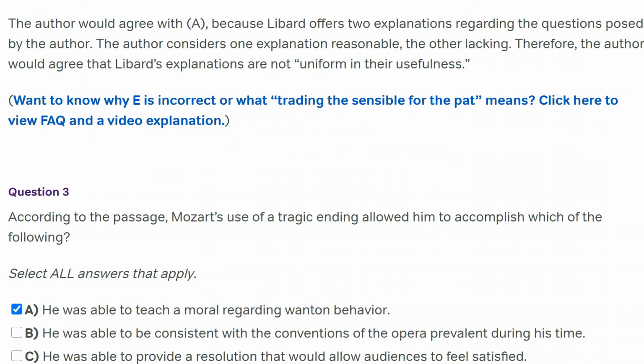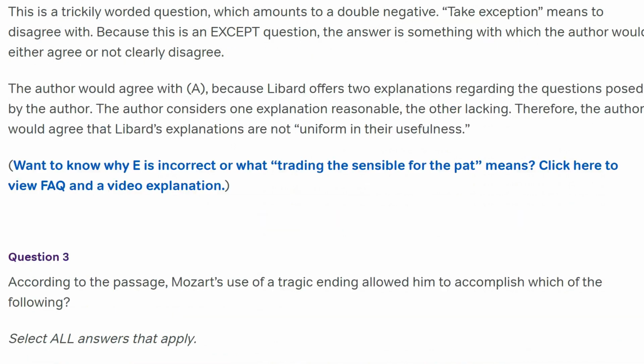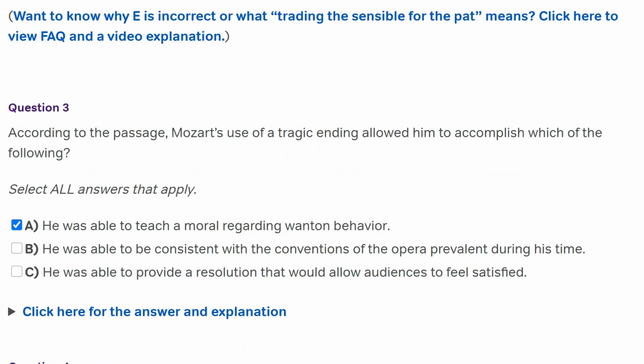I don't think so. Isn't the traditional one to have a happy ending? I think he was breaking the conventions of the normal opera, so I don't agree with that one. And he was able to provide a resolution that would allow audiences to feel satisfied. I don't think they would feel satisfied because the satisfied is the nice ending, right? The satisfied is him redeeming himself. Wasn't the bad ending where the audiences would feel ambivalent and confused because it's sad, their hero's kind of like gone to hell, and yeah, tragic ending allowed him to... I just don't agree with that.